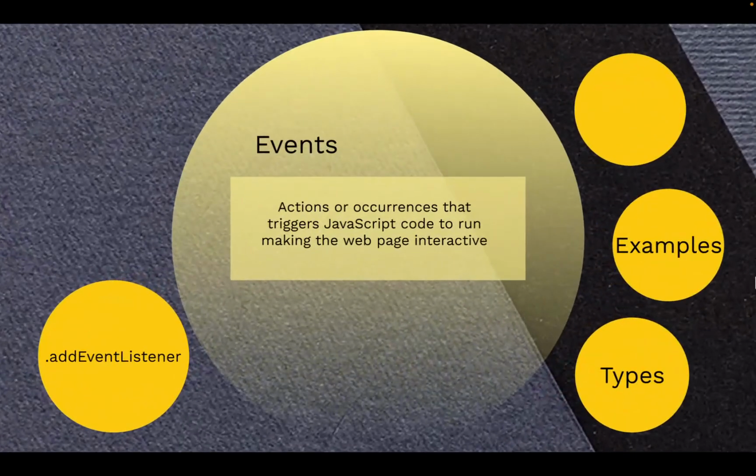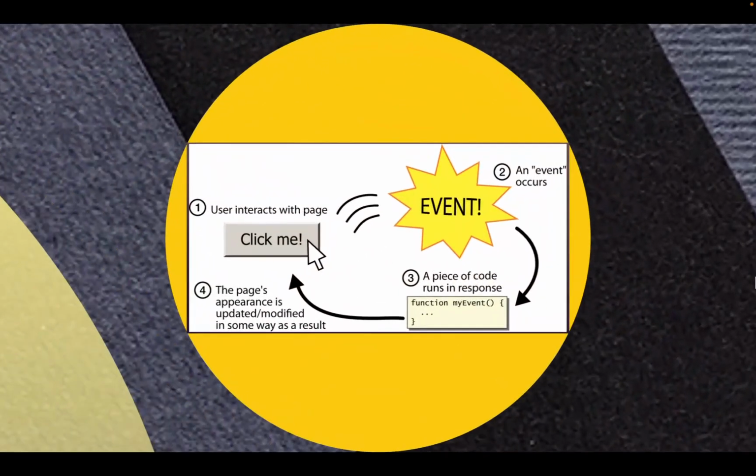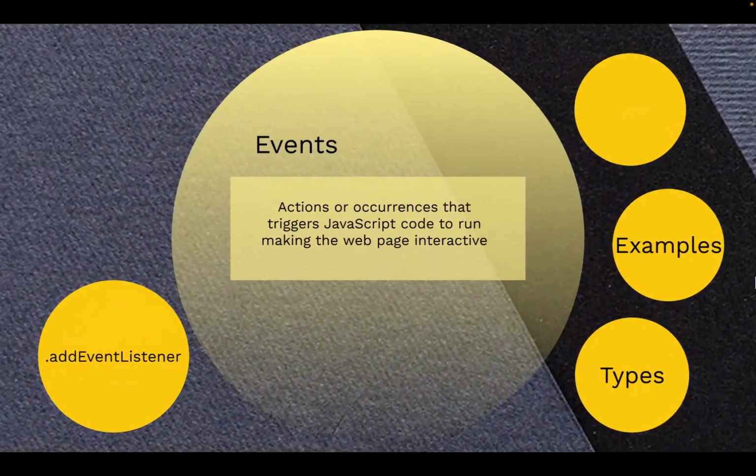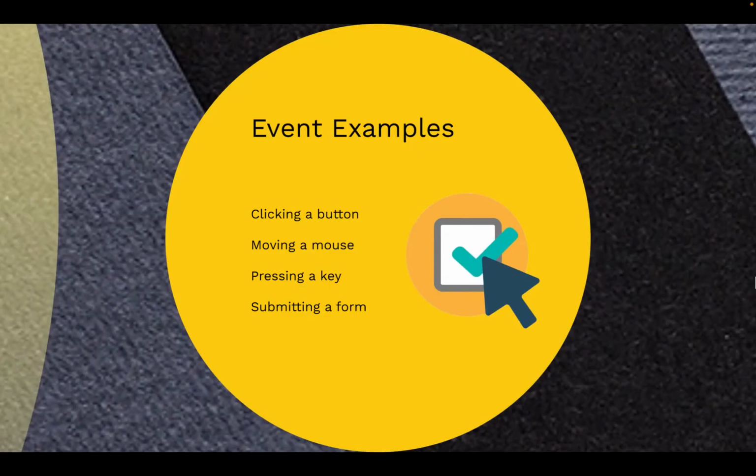Events are actions or occurrences that trigger JavaScript code to run, making the web page interactive. For example, when the user clicks a button, an event is triggered. JavaScript lets us listen for these events and respond with custom functionality. Some other examples include events like moving a mouse, pressing a key, or submitting a form.